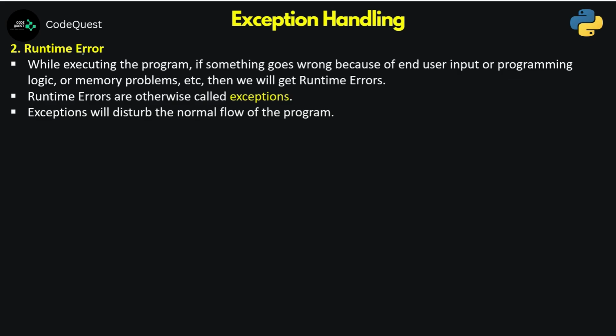These are the errors which are usually found when you are executing the program. During execution, if something goes wrong, maybe because of some end user input, the input that is expected is not being supplied properly, or there is an issue with the programming logic, or maybe some sort of memory problems. These are the situations which will raise runtime errors. And the runtime errors are mostly referred to as exceptions.